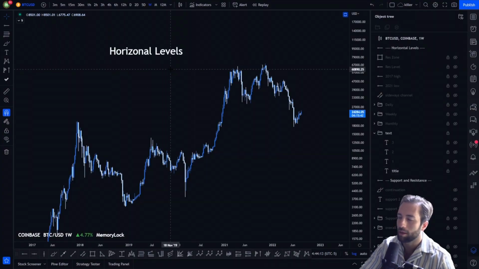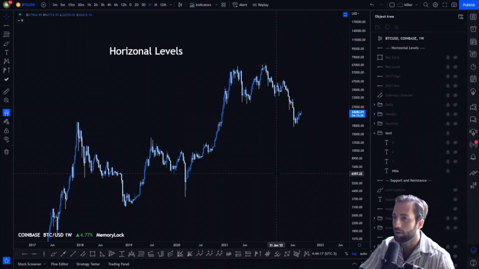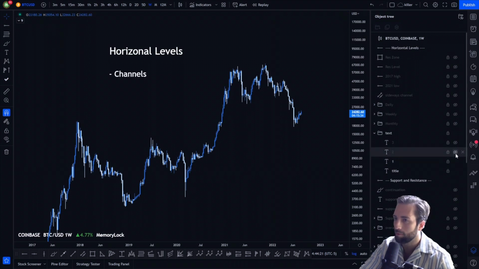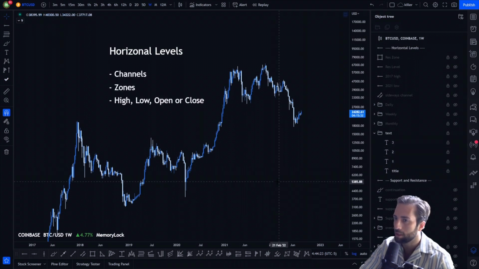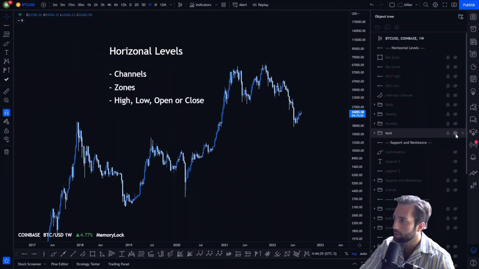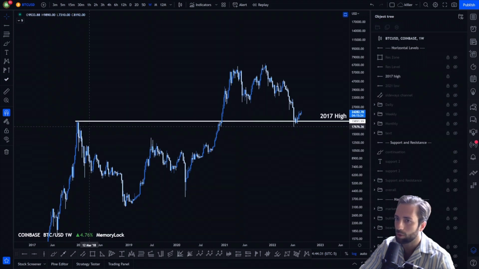Horizontal levels are a key form of support and resistance, arguably stronger and more important than diagonals and moving averages. They can come in the form of channels, zones, and the high, low, open, or close of any given time frame. We'll look at some examples here. We can see that the 2017 high put in here acted as resistance for a short time before now acting as support almost 5 years later.